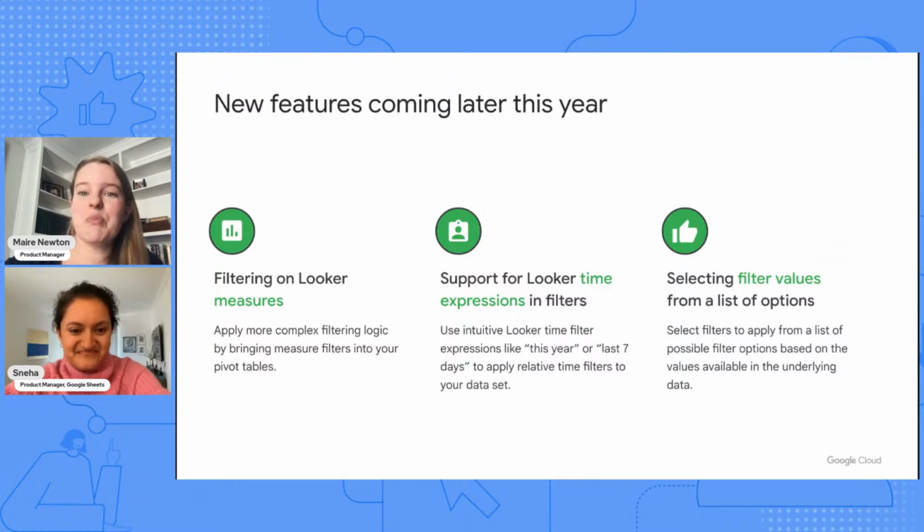The next is support for Looker filter expressions, which is particularly valuable for applying relative filters to time, like this year or last 30 days within your pivot table. And basically, filter expressions that work directly in Looker would work through your Sheets connection as well. And then finally, filtering by value, which gives you that pick list coming right from the database so that you can select or deselect different options whenever you're applying a new filter.